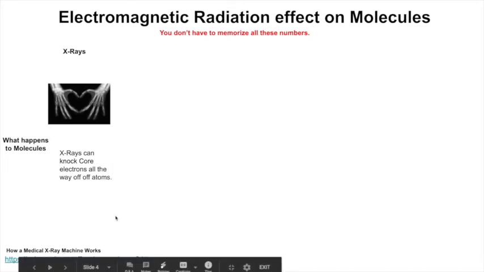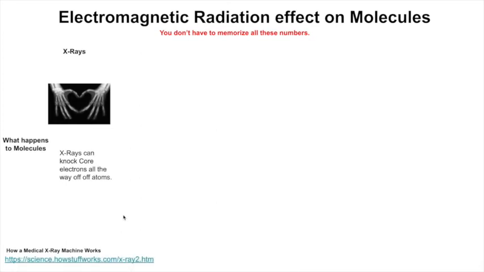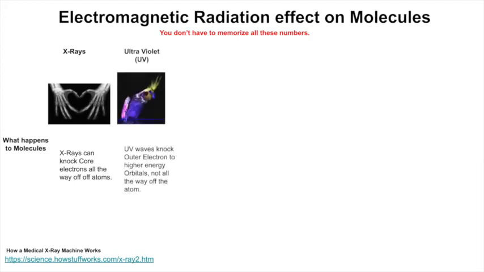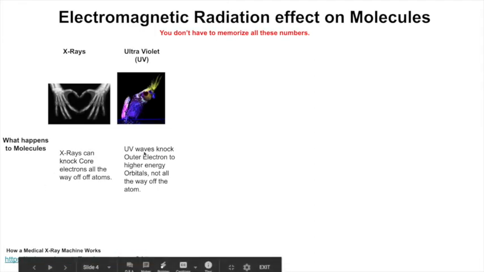There's a nice article you could check out. That website there, you can go to How Stuff Works. They have a nice piece about how an X-ray machine generates the X-rays. It's pretty interesting. And then ultraviolet light, when it hits an atom, it knocks outer electrons, not the core electrons like an X-ray, the outer valence electrons, but it doesn't knock them off of the atom.